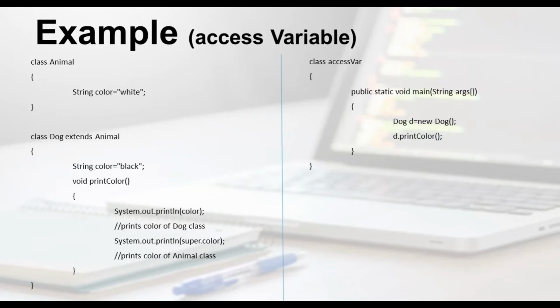So let's take the first one, to access a variable. How can that be possible? Suppose I have defined one class as Animal. In this Animal class, I have defined one data member, that is String color is equal to white. Means the name of that variable is color and the value of color is white. Now, how to access this variable using the super keyword?